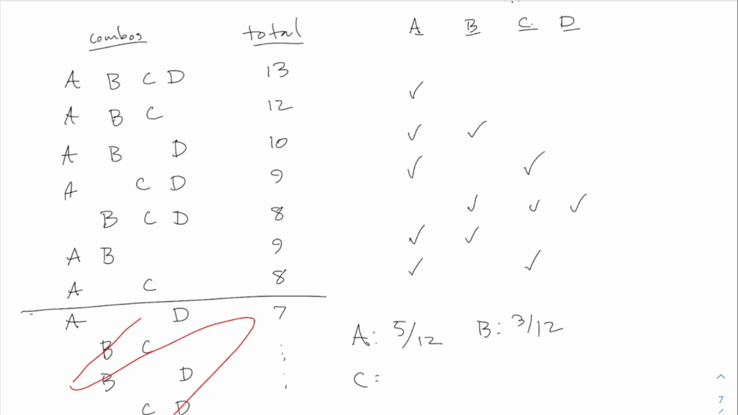C is 3 out of 12. And D is 1 out of 12. All right, so D loses. No, don't say that. D is just the weakest of them, but we already knew that anyway. This is a specification of exactly how much power each one has.